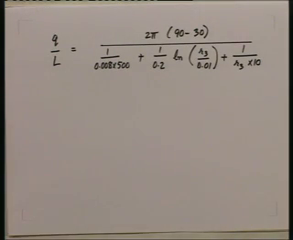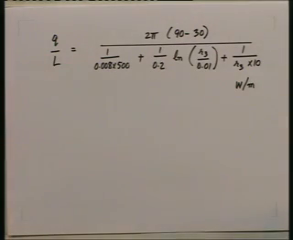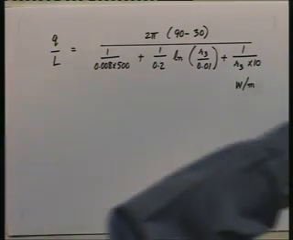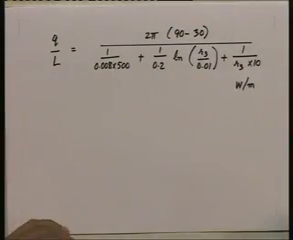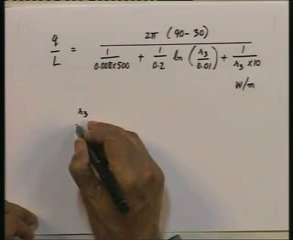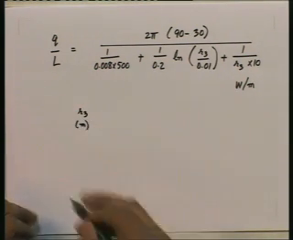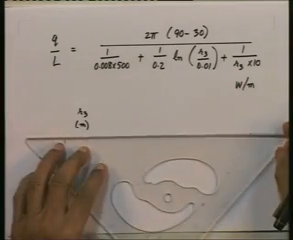Now, for different values of R3, we can calculate Q upon L in watts per meter. Calculate the value of Q by L for different values of R3. If you do that, and I want you to do this now, you should get the following answers. Show that for different values of R3 in meters, you will get the following answers.